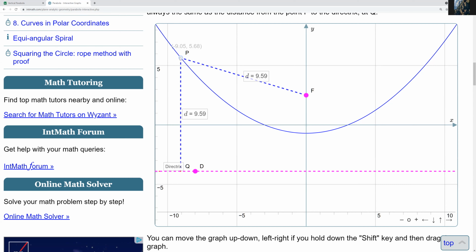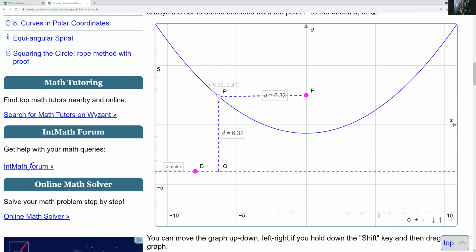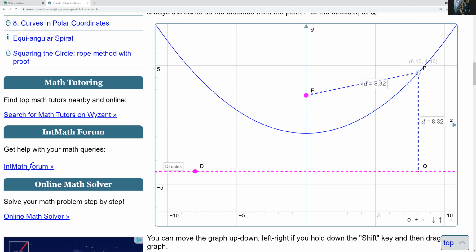That means if I move this point P, which will move along this curve of points, I will see that the distance between this point and the focus, and this point and the directrix, which are in here, calculated in this square and this square, they will always be the same. Doesn't matter where that point is found, those distances will always be the same. And geometrically, this is the definition of a parabola.